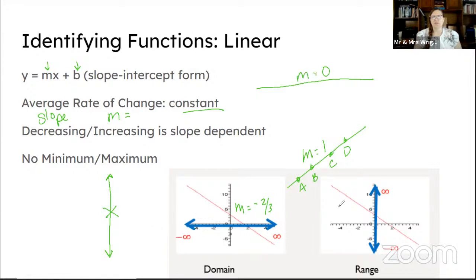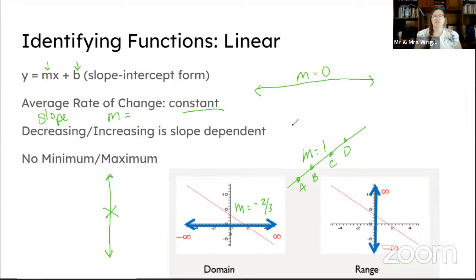Last thing I want to look at with these linear functions on this graph is domain and range. Remember, domain is all the possible x values. So with linear functions, they go all the way from negative infinity to positive infinity. And it's the exact same with the range. It goes all the way from negative infinity to positive infinity. There's any possibility of numbers.